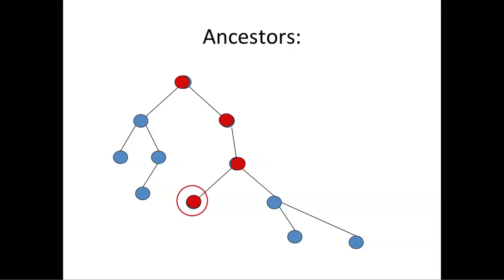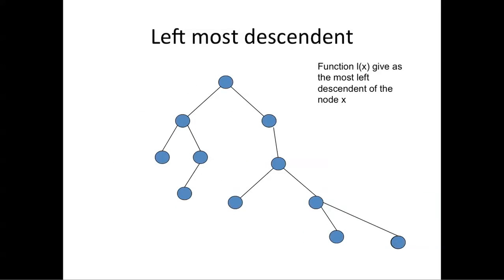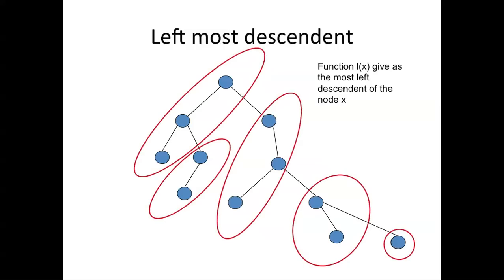And these are all the ancestors for a given node, which is very intuitive. You also need the concept of the most left descendant. So for each of these groups, the most left descendant is the one at the bottom. It doesn't have to be graphically on the left, but the most left means the first descendant, as far down as you can find.